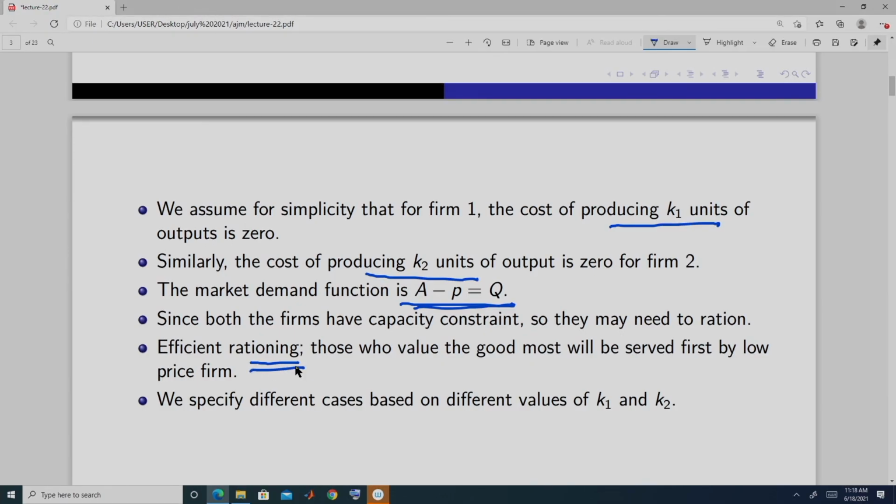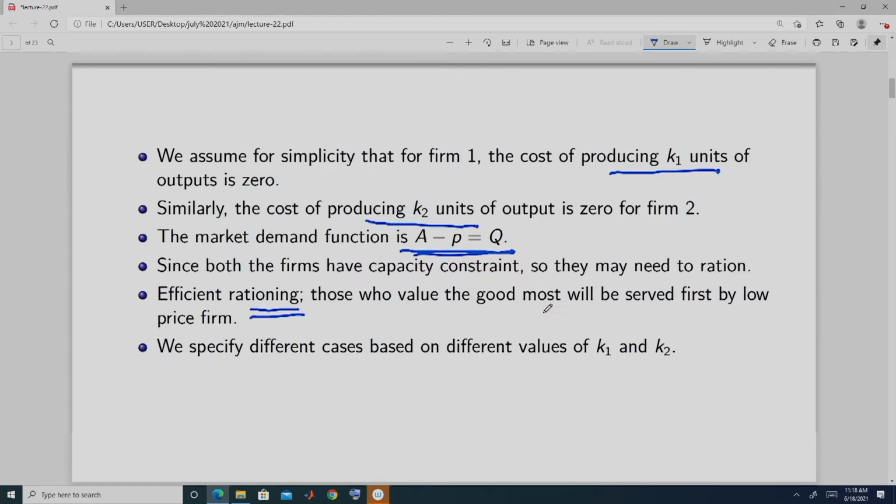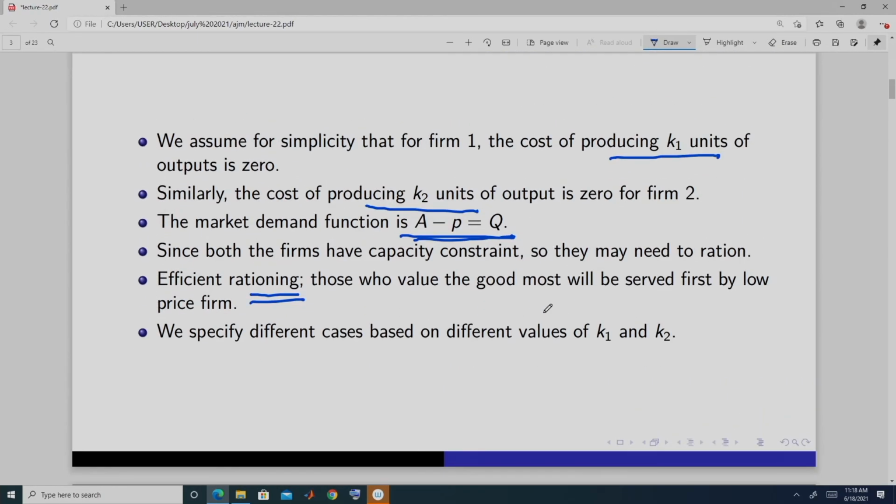Efficient rationing means that the one who values the good most is going to get it. It means that if I am willing to pay more, I will get that good first, and if my willingness to pay is less, I will get it later or I may not get it. Okay? So, the firm which sets the lowest price sells to the consumers whose willingness to pay is high.